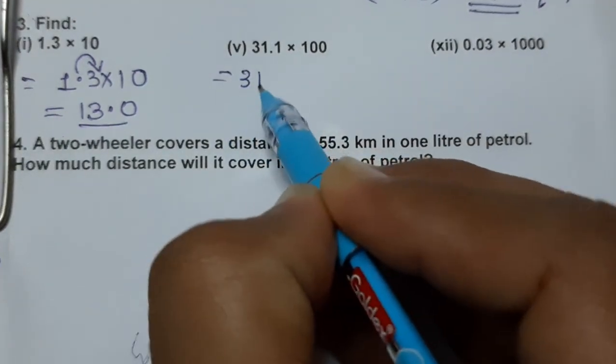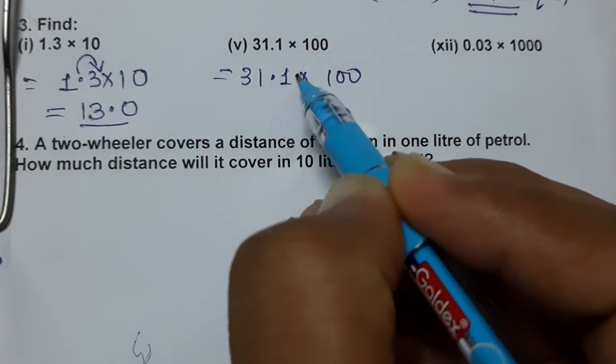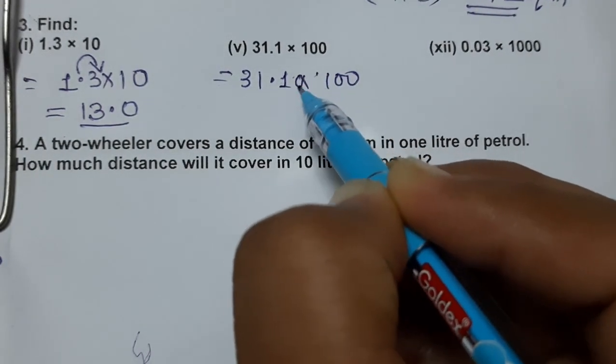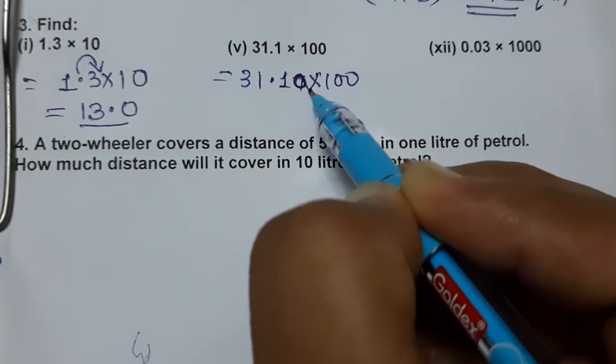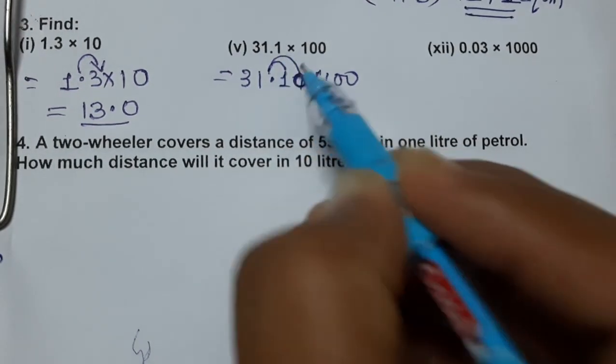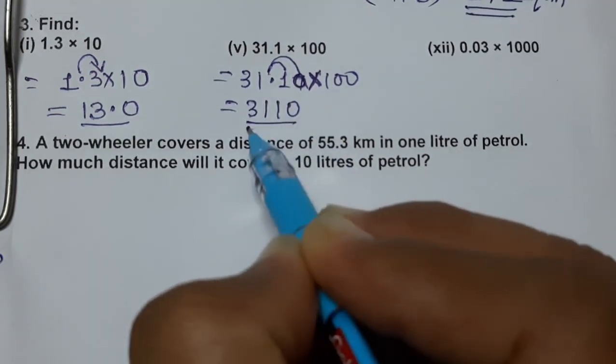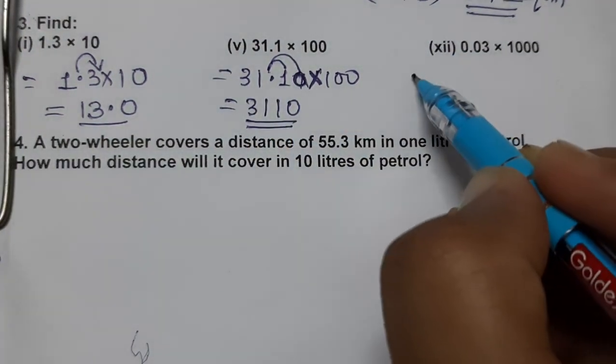Here also, 31.1 into 100. The decimal shifts two places. Now only one place you see, so put 0. Now two places. 1 and this is 2. So 3110.